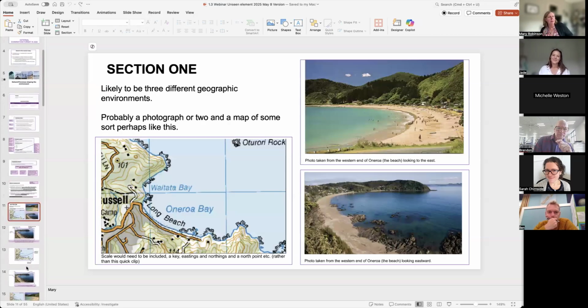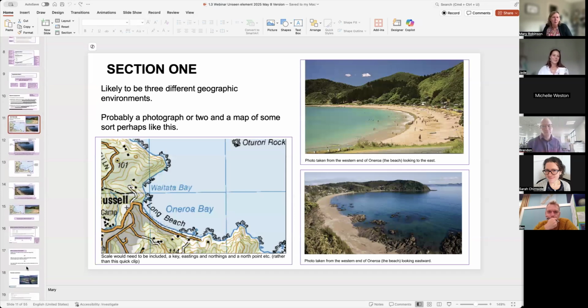So what we have done now is we're going to look at the sorts of things that might appear in the sample assessment. And we've sent you links to those assessments. So here, for example, there's going to be 3 different geographic environments, maybe a photograph or 2, and maybe a map of some sort, perhaps a little like this. So this is from Oneroa Bay in the Bay of Islands, or in Kororāreka, and this is Long Beach.